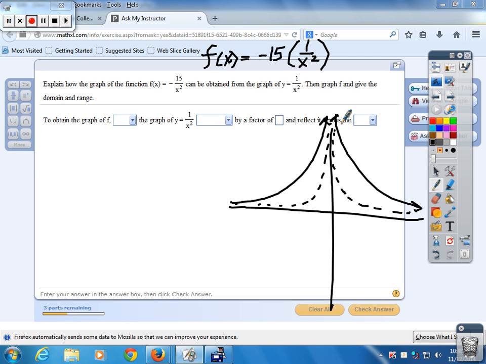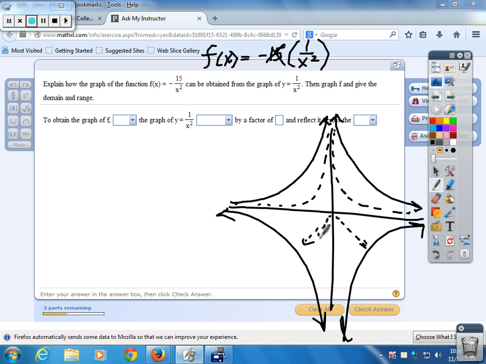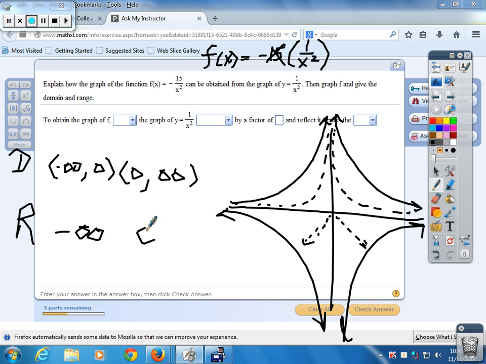But then it'll also make it flip. Now, that takes care of the 15. The negative makes it what? Flip. So your final answer should look like this. A funnel. And it should be a long way away from the origin compared to the parent graph. And the domain is negative infinity to 0, and then 0 to positive infinity. Range is going to be negative infinity to 0. Okay.